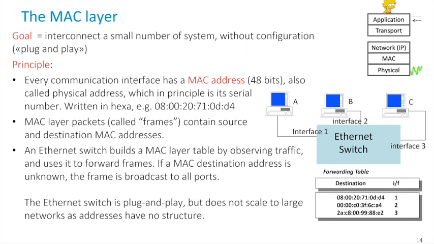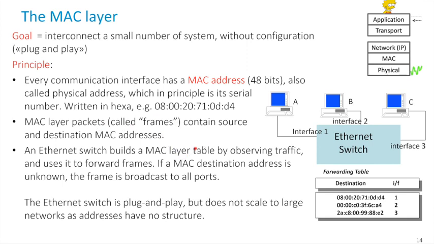When A sends a packet to C, the packet contains a source MAC address, which is the address of A, 08, etc. When the Ethernet switch sees such a packet on interface number 1, it concludes that the system sitting on interface number 1 has this MAC address. So it writes this address in its table.